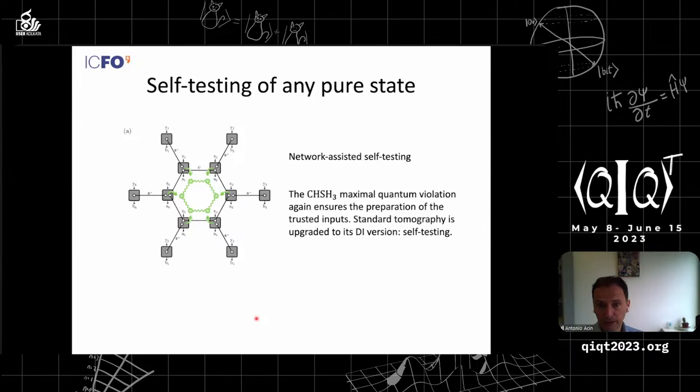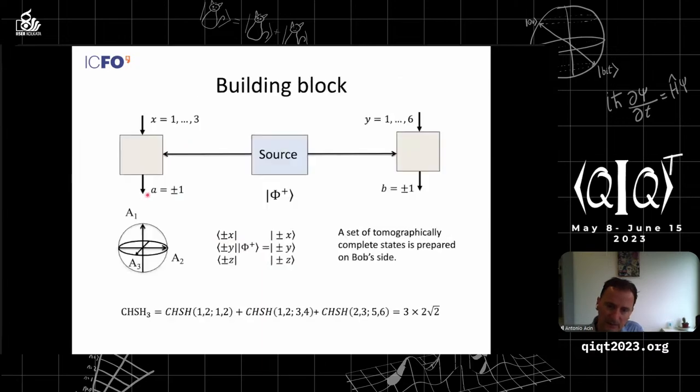So basically what we did, we used networks to self-test any state. You give me the state, say of 7 parties, and I construct this network. The size of this inner circle is equal to the state you want to self-test. And you add some extra singlets here. For these extra singlets, you look at the maximal violation of this CHSH-type inequality.